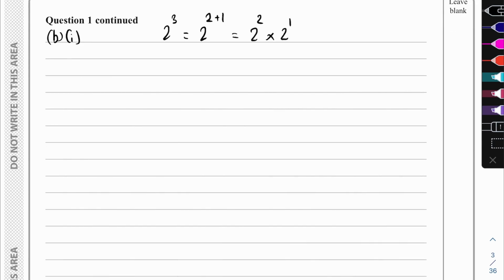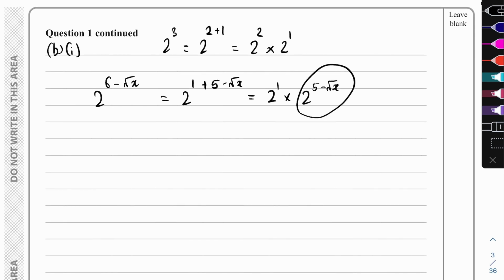Similarly, now we have 2 to the power 6 minus root x. We can write this as 2 to the power 1 plus 5 minus root x. This gives us 2 to the power 1 multiplied by 2 to the power 5 minus root x. So why have we done this? Because we know the value of this integral.